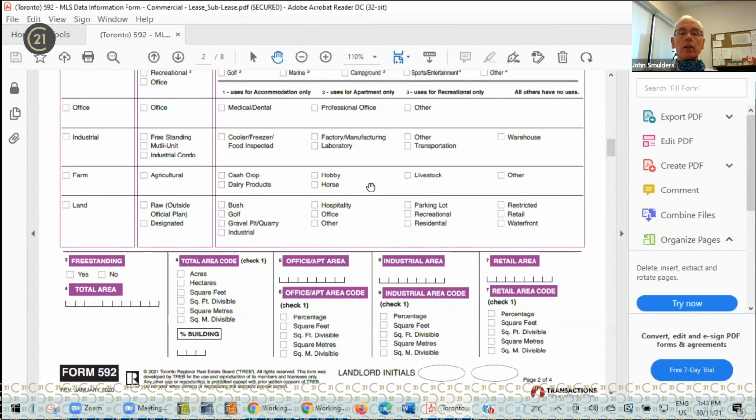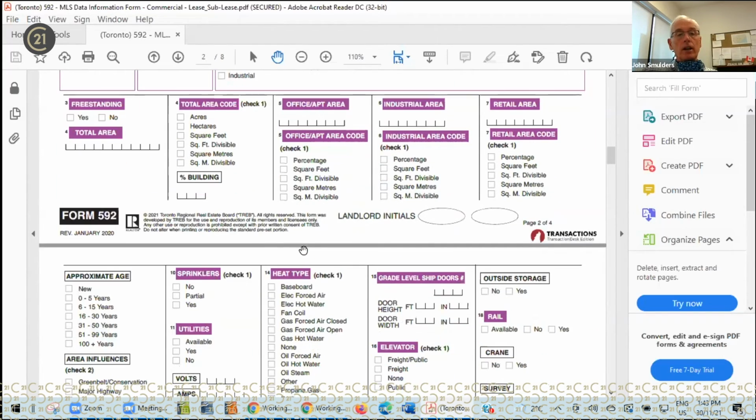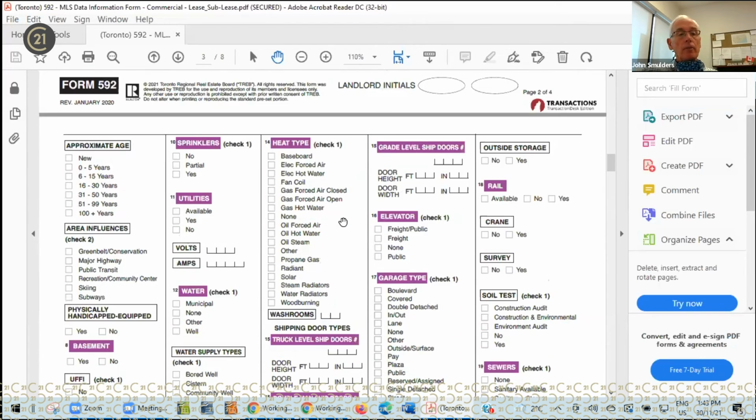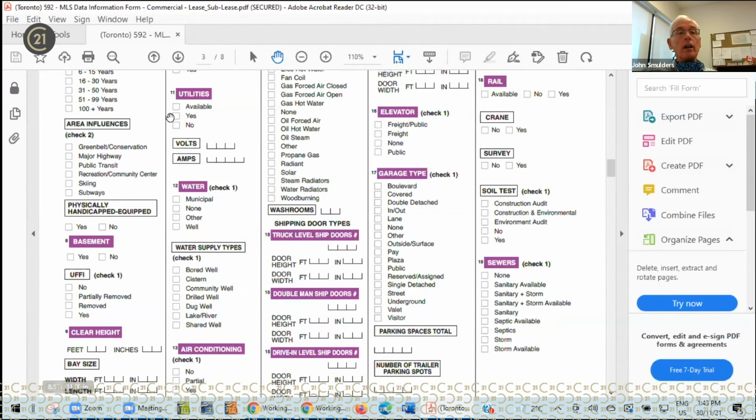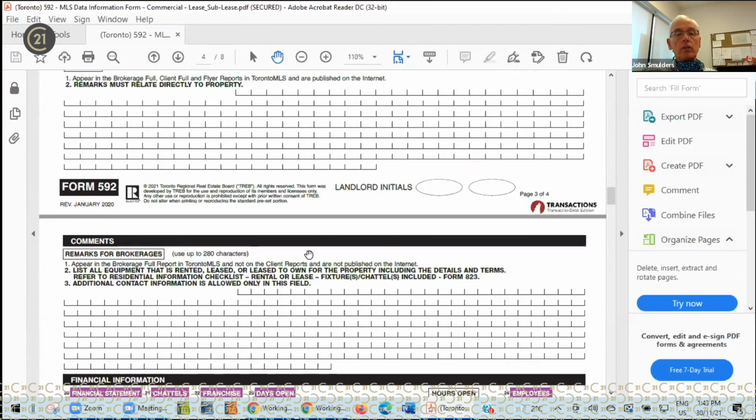Then just like the MLS data sheet for a sale, you have these different sections. And all of these sections have the little numbers beside it. 3, 4, 4, 5, 5, 6, 6, 7, 7, 8, 9, 10, 11, 12. You can see all the different numbers beside all of these, right? And the remarks are the same, but let's just go down here.